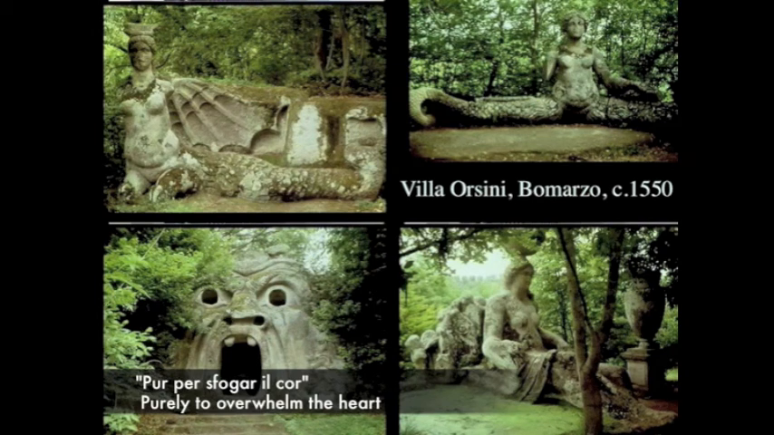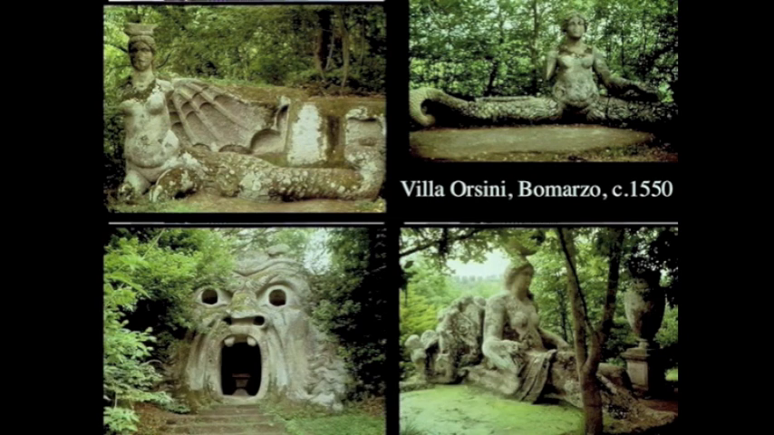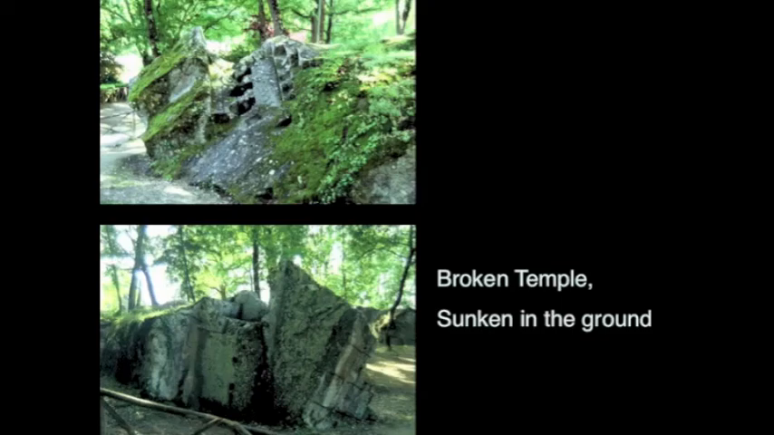I think that is revealing an entirely different idea about why you would do anything than everything we've talked about so far. Everything we've talked about so far had some kind of external reference, some kind of desire to mean something about the nature of the cosmos, or the nature of the state, or the nature of the client, or the relationship of the individual to nature. But pur per sfogar il cor, simply to overwhelm the heart, begins to suggest that it is about a subjective experience, that this relationship with a garden doesn't have to have external reference anymore. It can be about the individual and the subjective experience of the individual in that garden.